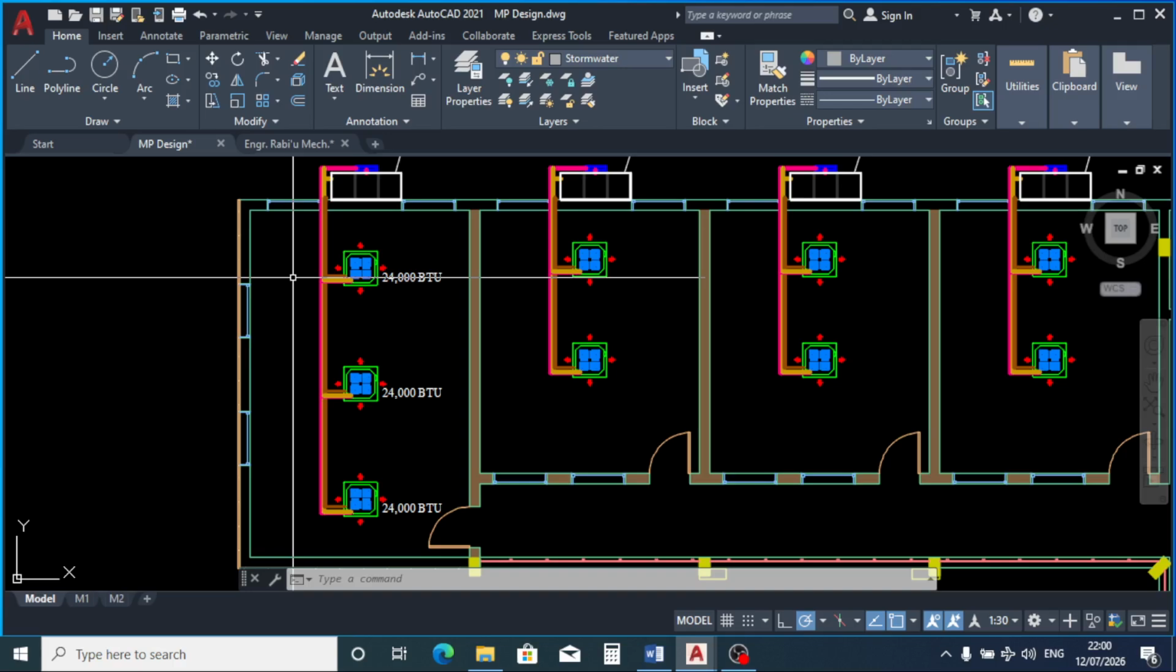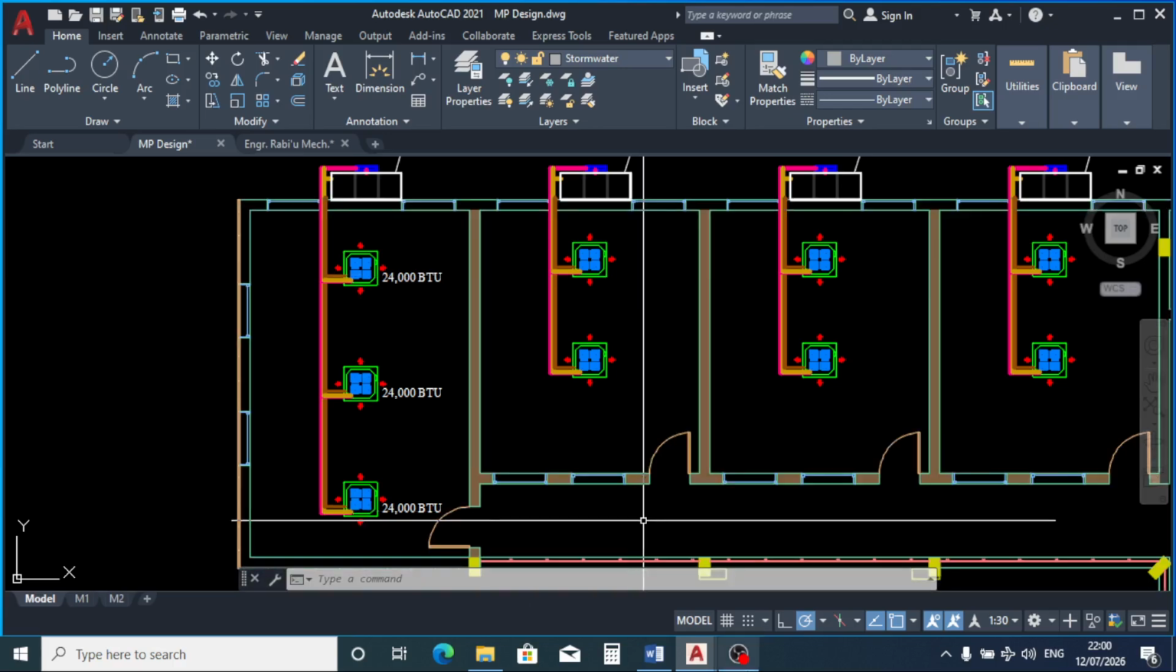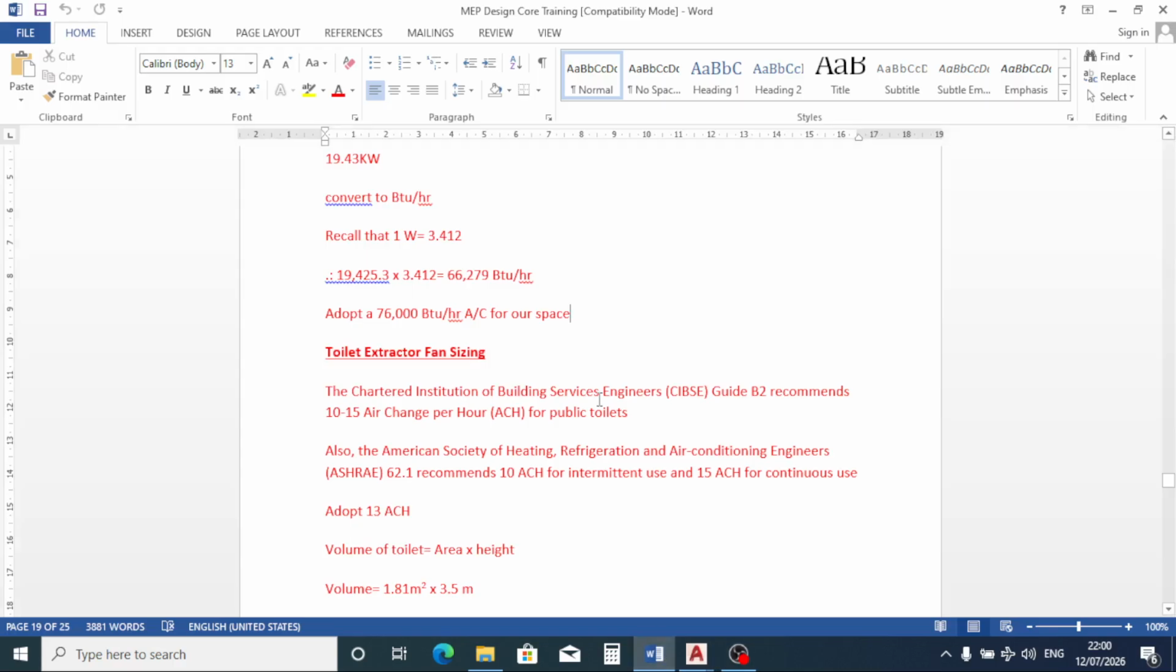37.13 meters squared, and the total cooling load we got was 66,279 BTU to cool 37.13 meters squared. So let's get the cooling load for 1 meter squared using this value.